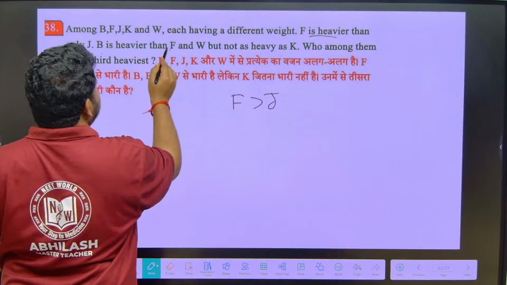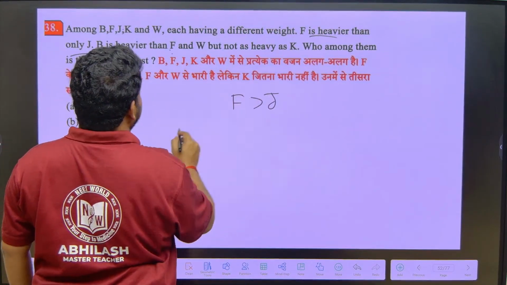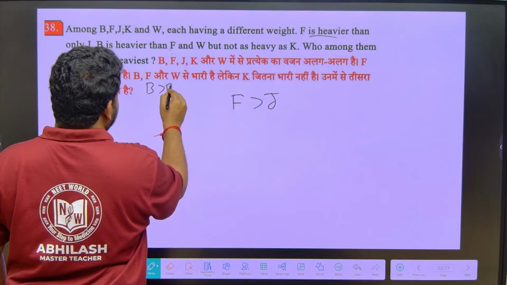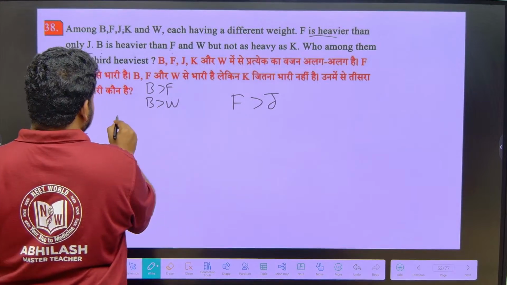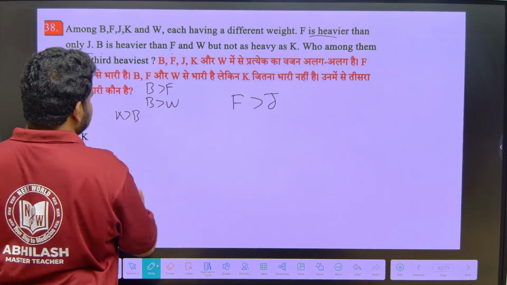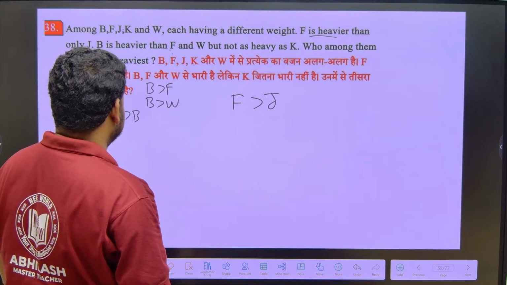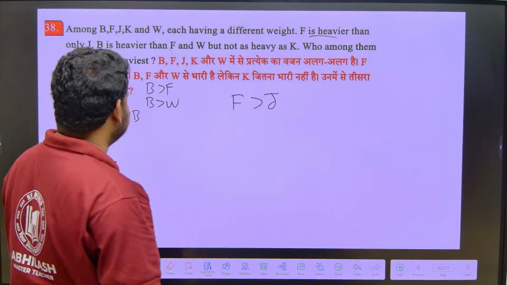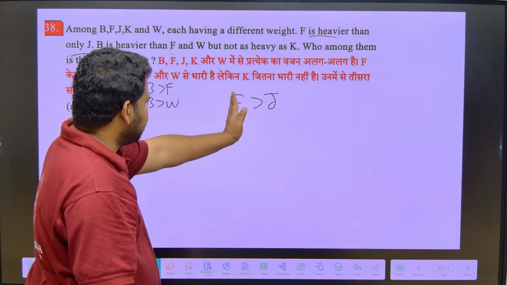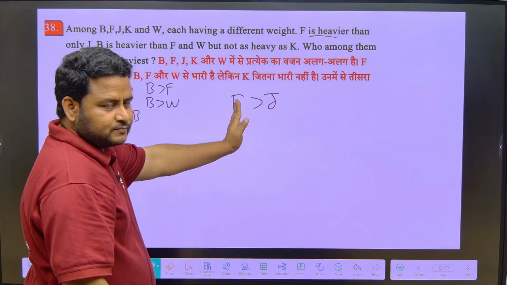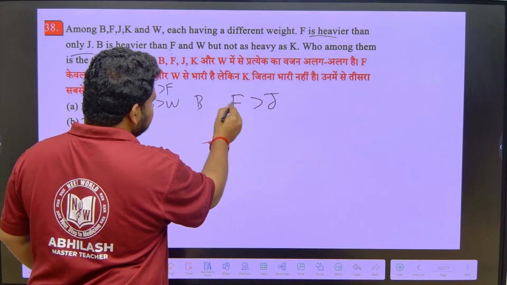B is heavier than F and W but not as heavy as K. That means K is greater than B. Who among them is the third heaviest? They are asking. Now, F is greater than only J. That means F can be only in this position. B is greater than F, B is greater than W.